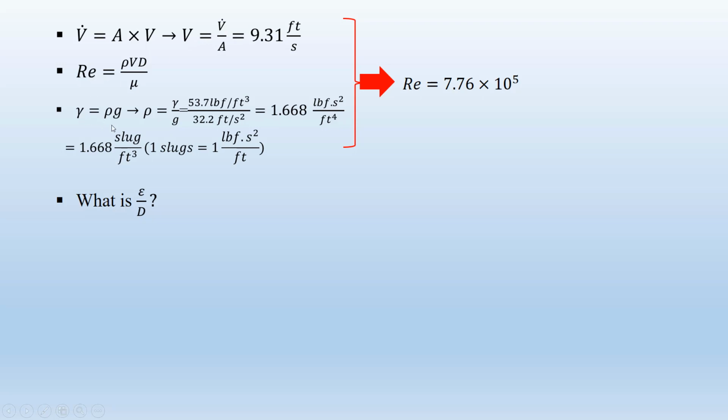Also, gamma is known. Gamma is rho times G, so you can calculate the rho, and then you can calculate the Reynolds number. This is the Reynolds number. What is the epsilon over D? You don't have the epsilon over D.